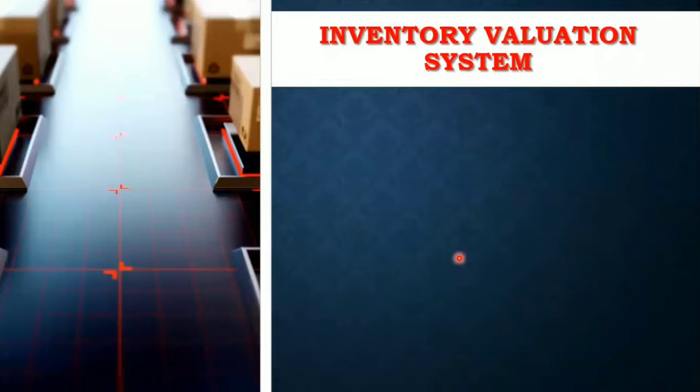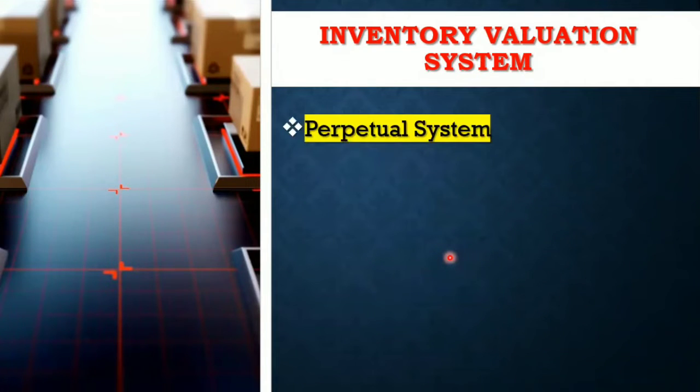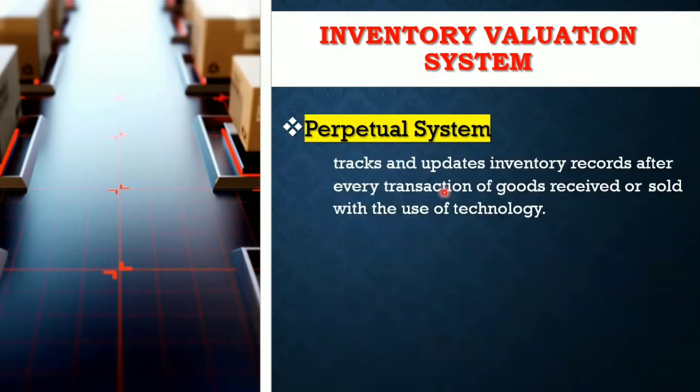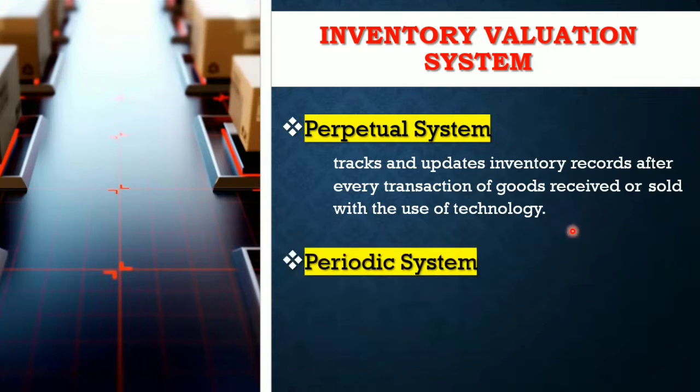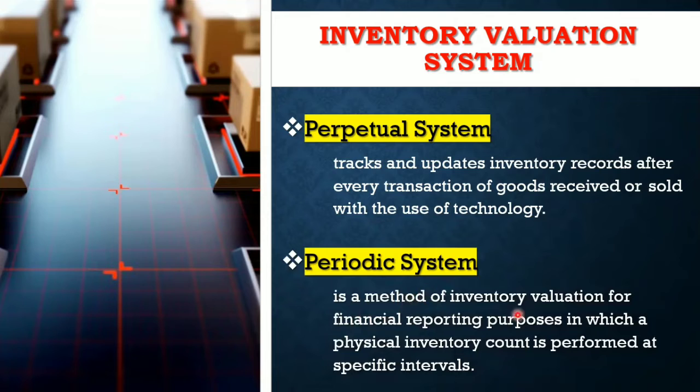Let's look at inventory valuation systems. We have the perpetual system. This system tracks and updates inventory records after every transaction of goods received or sold with the use of technology. The other system is the periodic system. This is a method of inventory valuation for financial reporting purposes in which a physical inventory count is performed at specific intervals. So the inventory is manually counted at a scheduled time.